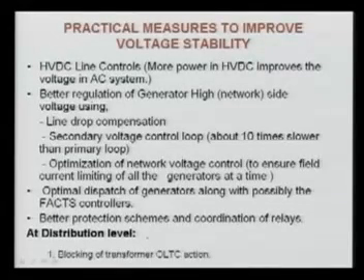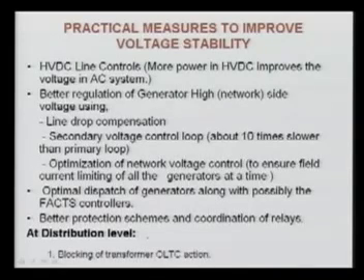So by controlling the HVDC and loading more HVDC lines, we can improve the voltage stability of the system. But again, if your HVDC line is loaded to its rating limit, you don't have margin. Better regulation of generator high side voltage using line drop compensation, secondary voltage control loop about 10 times slower than the primary control loops, optimization of network voltage control to ensure field current limiting of all the generators at a time, optimal dispatch of generators along with the possibility of FACTS controllers, and the better schemes and coordination of relays I have already discussed.